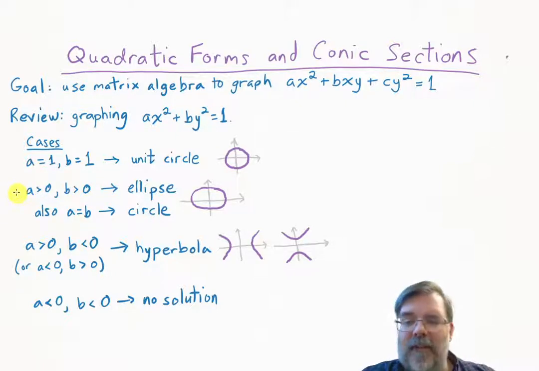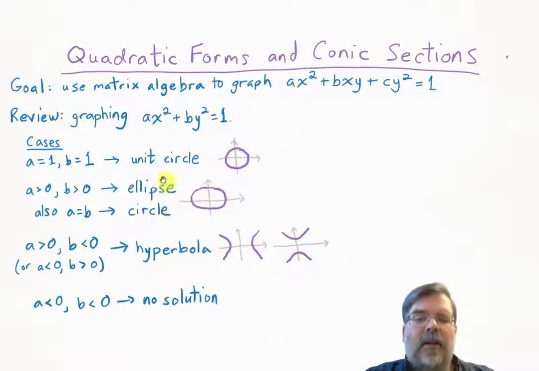Now there are some other cases as well. What if a and b are both positive numbers? In that case, in general, you'll get the equation of an ellipse. It kind of looks like a slightly flattened or squashed circle. And in the special case where a and b are both the same, that will cause this to actually be a circle of some radius. But in general, we'll more commonly encounter ellipses.